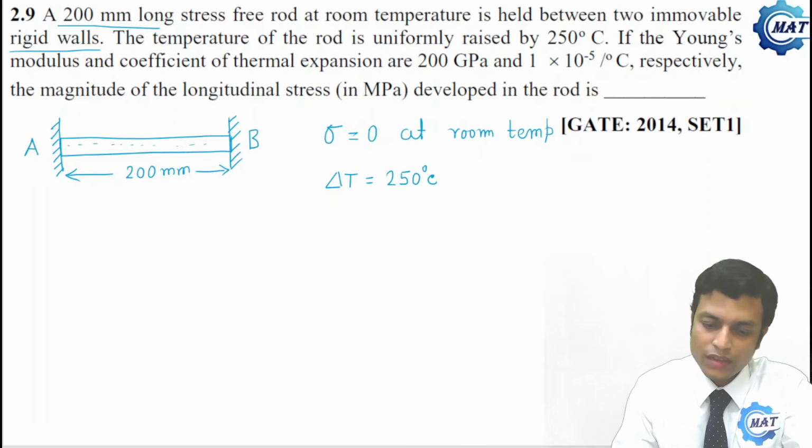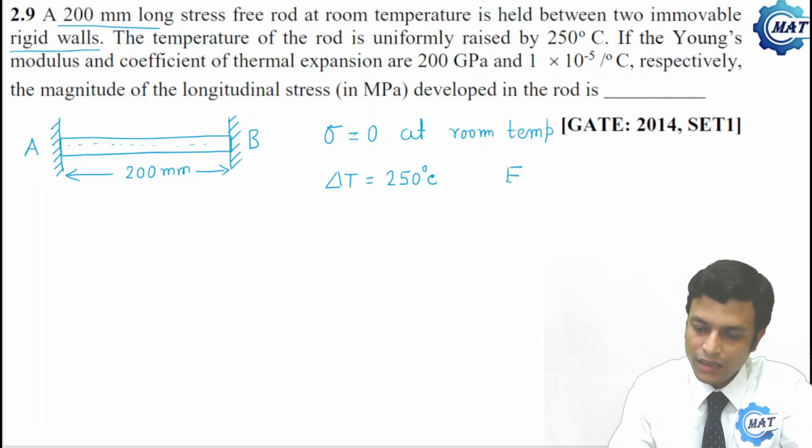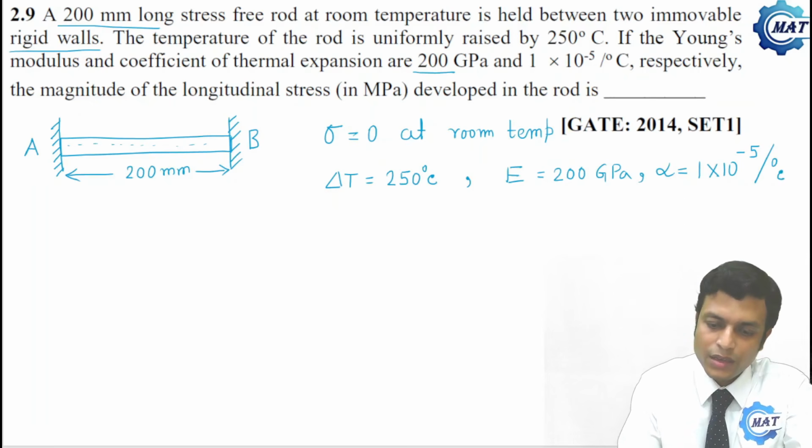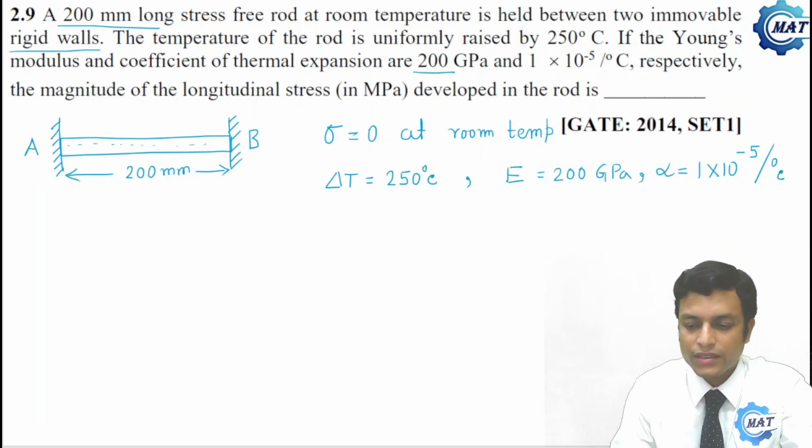If Young's modulus and coefficient of thermal expansion, that is E, are 200 GPa, E is 200 GPa, and the value of alpha is given, that is 1 into 10 to the power minus 5 per degree Celsius respectively. The magnitude of longitudinal stress developed in the rod has to be determined, and this has been asked in GATE 2014.